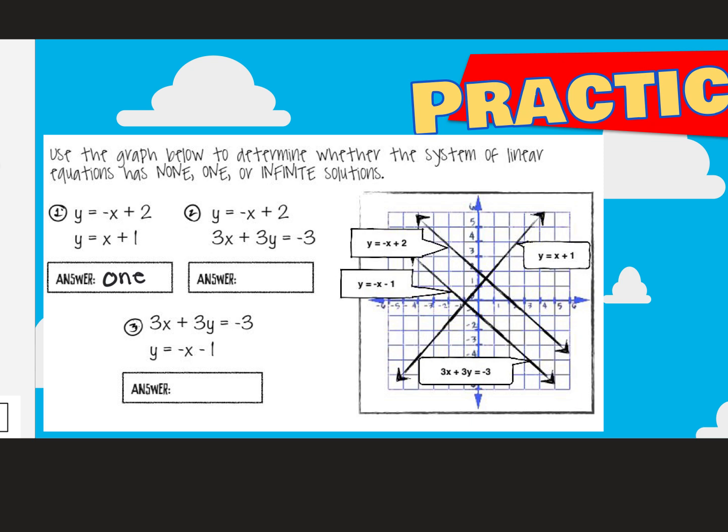For number 2, we have negative x plus 2 and we have 3x plus 3y is equal to negative 3. So that is going to be none or no solution. And then we see we have 3x plus 3y is equal to negative 3 and y equals negative x minus 1. And we can see that that's the exact same line. So that's going to be infinite. So just being able to identify the solutions.